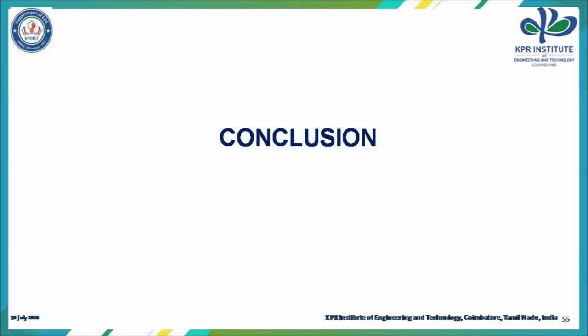So coming to the conclusion, 8085 is an 8-bit processor and it is the first widely accepted processor. We have seen the pin configuration of 8085 processor, the architecture of 8085 processor, interrupts of 8085 processor, and how to draw the timing diagram of the machine cycles of 8085 microprocessor.